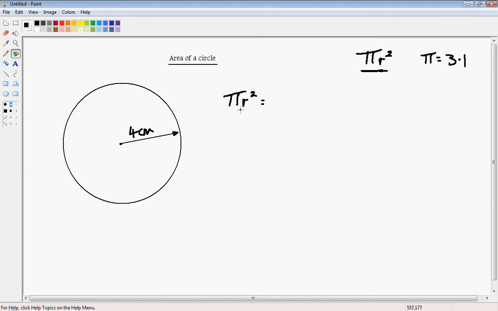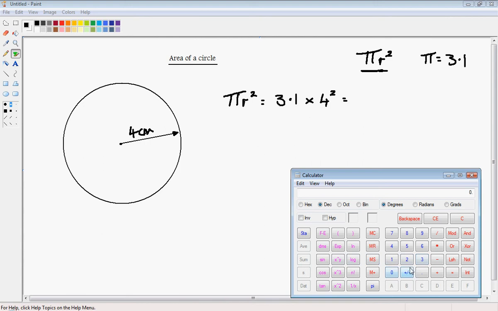So pi r squared, so that's pi multiplied by r squared. Okay, so that's 3.1 multiplied by the radius squared. Now the radius is 4, so this will be 4 squared. Okay, now if you want to, you can then write an extra stage in here, it doesn't hurt. So we need to know first off what 4 squared is.